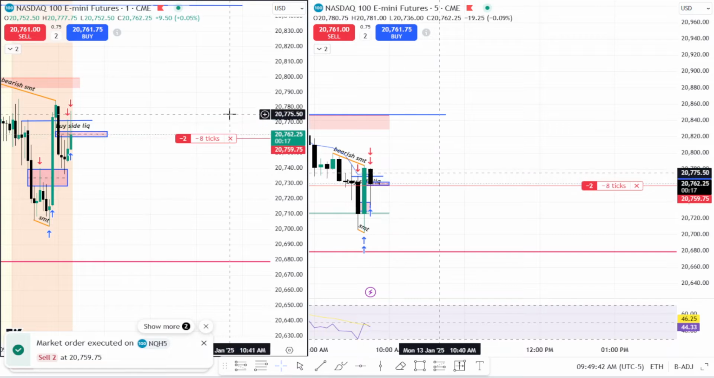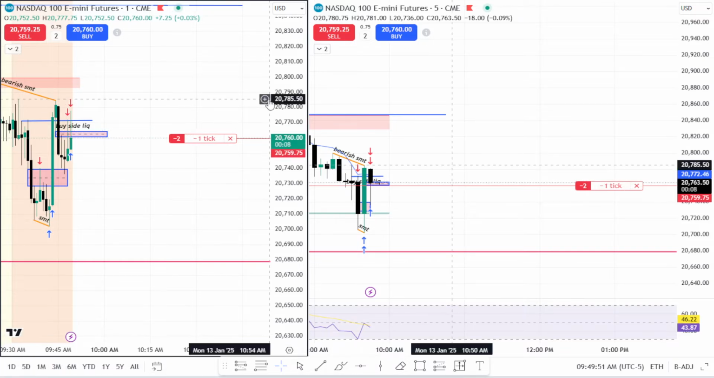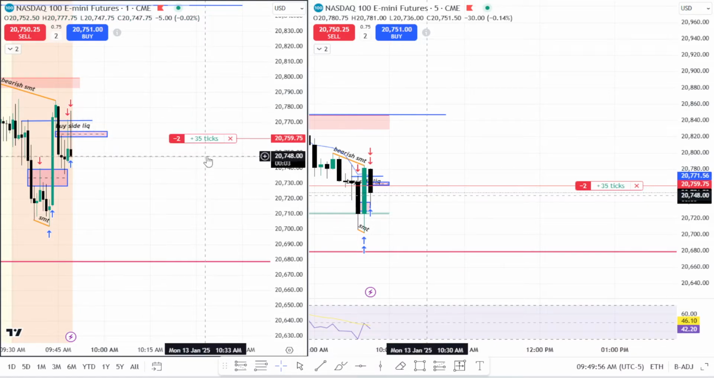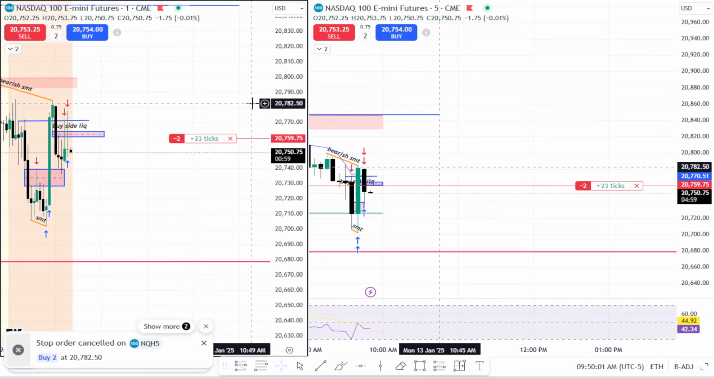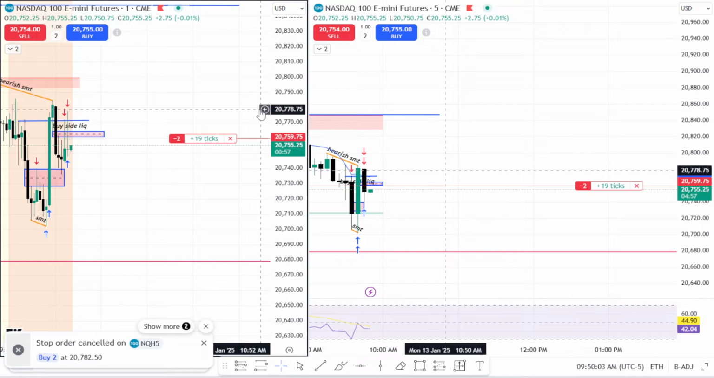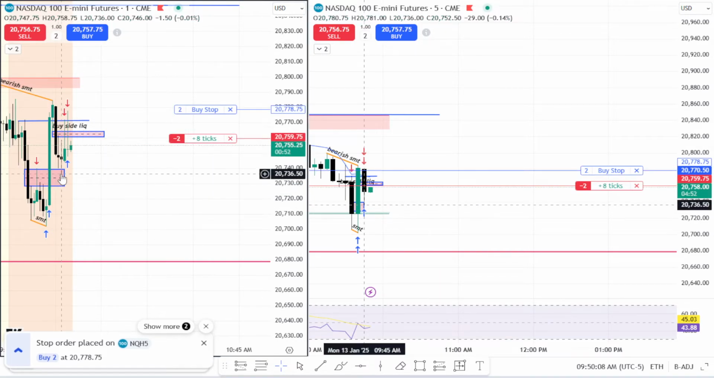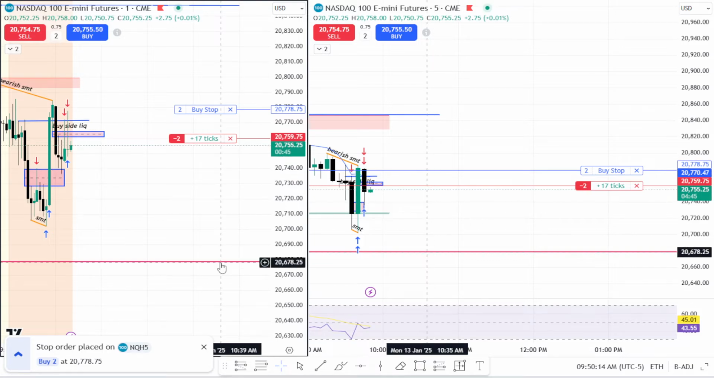Gonna re-enter. Still looking short. Once we break this level, I want to look for my stop loss to go to break even.